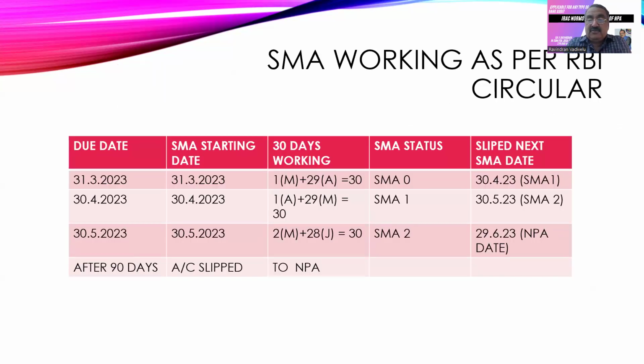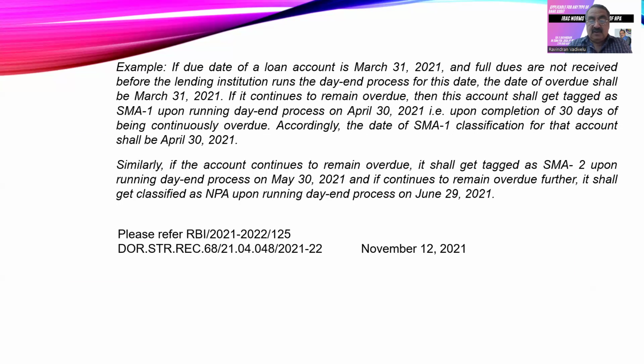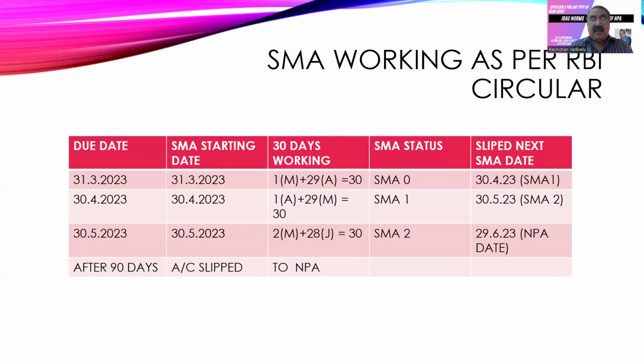And this is with reference to SMA working, for easy understanding. If the due date is 31/3/2023, as per the clarification given by the circular dated 12/11/21, when they run the day-end process, that is the SMA starting date. So from there, you have to add 30 days. So 31st March 1 and remaining days in April 29, so 30. So SMA status, zero status, is between 31/3/23 to 29th April.